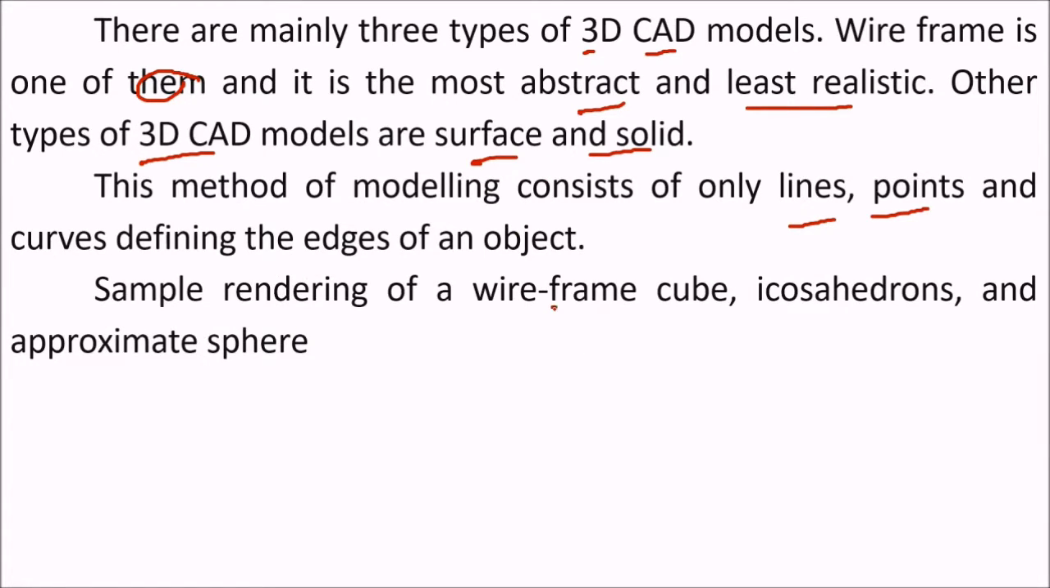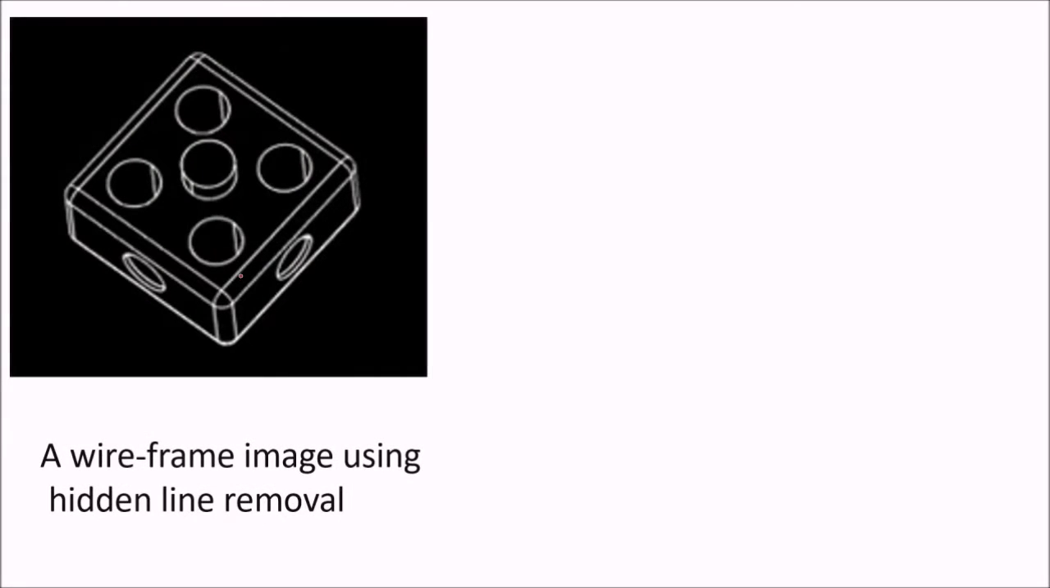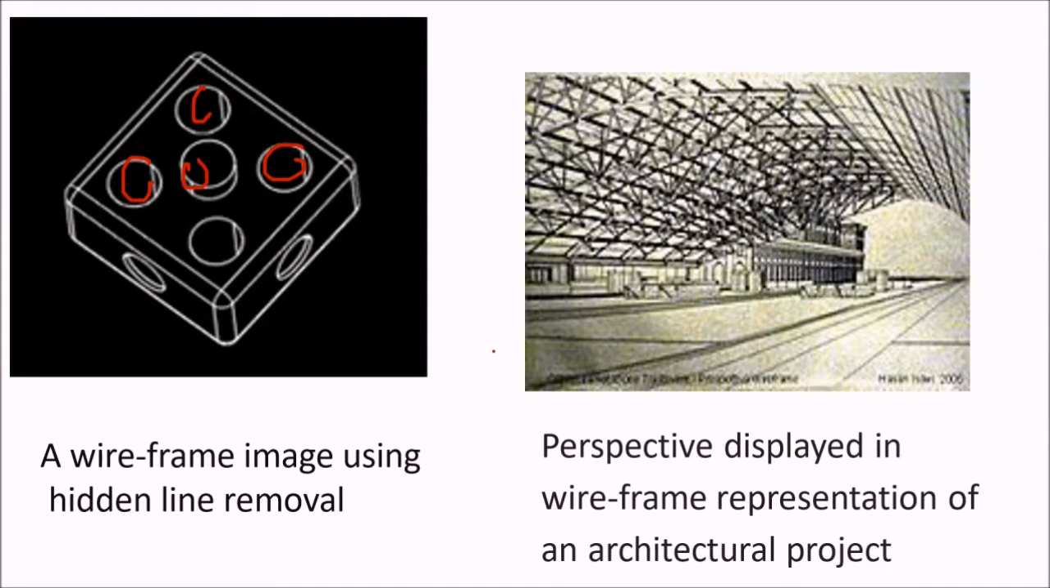Here is a sample rendering of a wireframe cube, icosahedron and approximate sphere. This is the wireframe of a cube. This is an icosahedron, however you may pronounce it. And this one is the approximate sphere using wireframe. This is a wireframe image using hidden line removal, and this is a perspective view displayed in wireframe representation of, say, an architectural object.